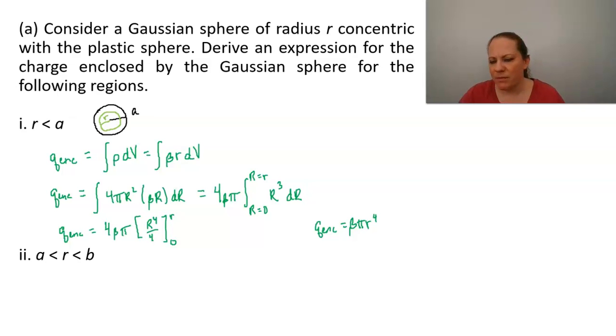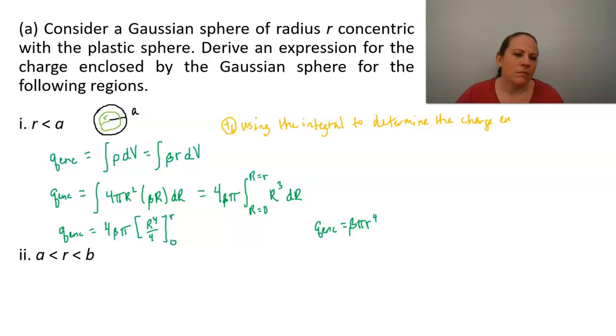So let's talk about scoring for this part, where we're going to get a point for using an integral to determine the charge enclosed. We are going to get a point for substituting dV into the integration to determine the charge enclosed.